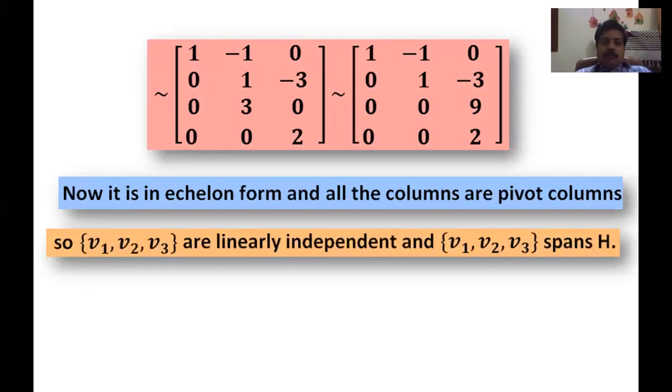So V1, V2, V3 are linearly independent, and V1, V2, V3 span H. Already we have seen earlier that H is equal to span of V1, V2, V3. And now these three, V1, V2, V3 are linearly independent, since all the columns are pivot columns and there is no non-pivot column.